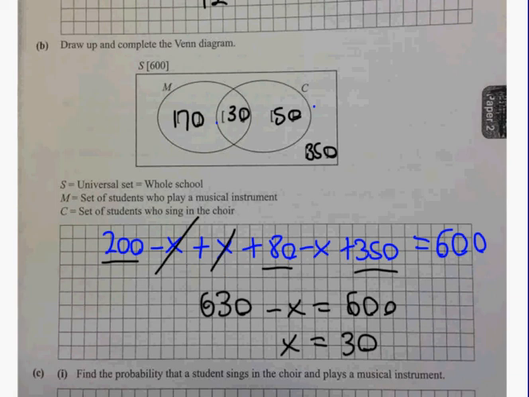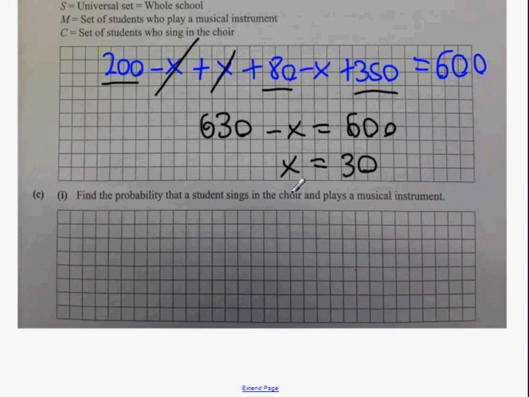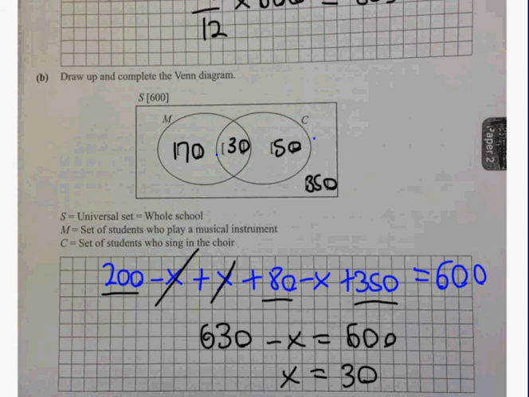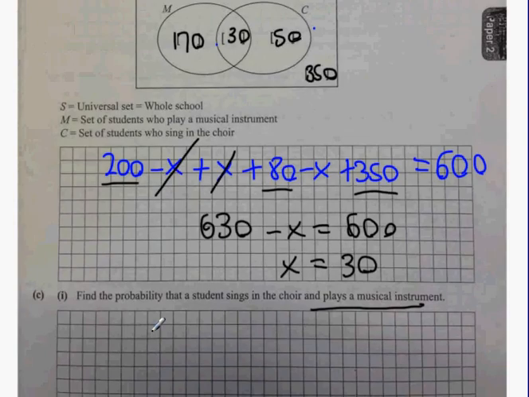Now, find the probability that the student sings in the choir and plays a musical instrument. How many students both sing in the choir and play a musical instrument? 30 out of 600. And what does that come to, Paddy? 1 over 20.